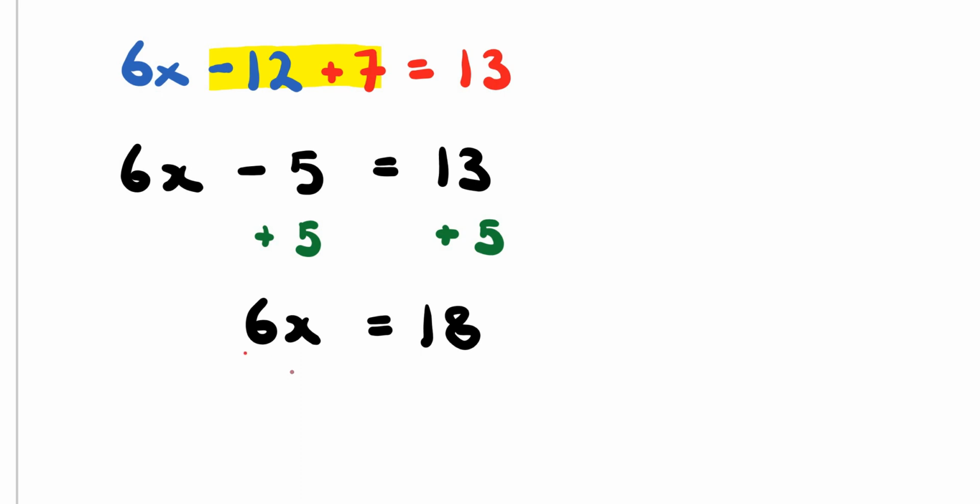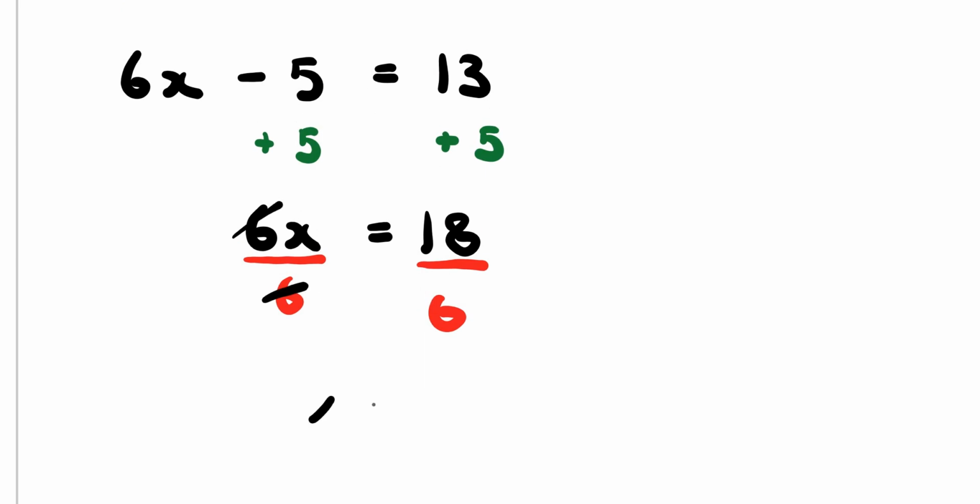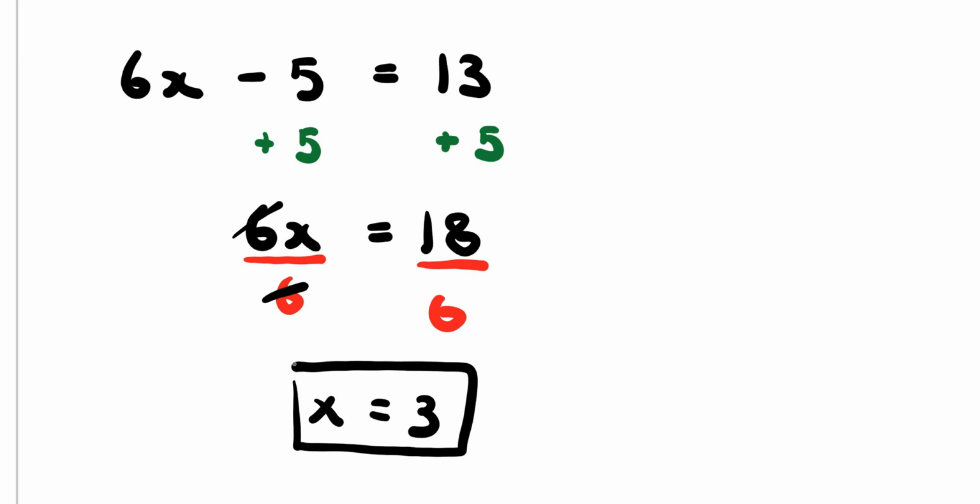And then I can divide both sides by 6, and from here, you should be able to inspect this and know that the answer here is going to be x equals 3. So x equals 3 is your final answer for part A. That's how you solve for x. You find the numerical value that x equals.